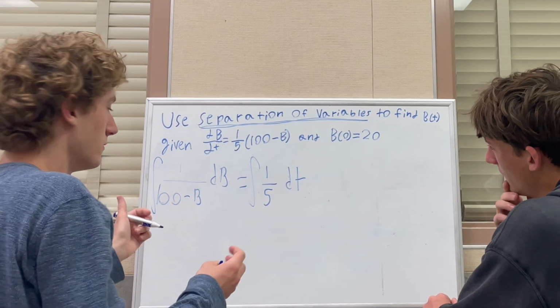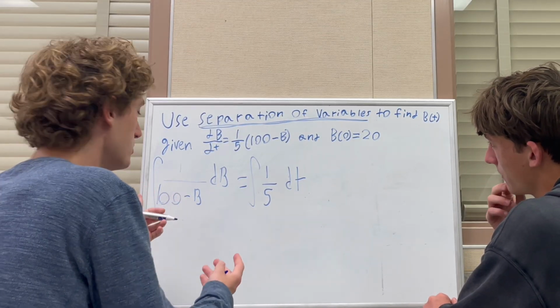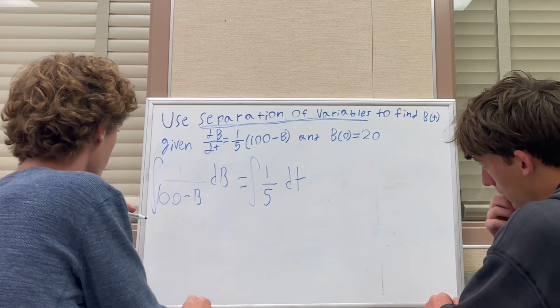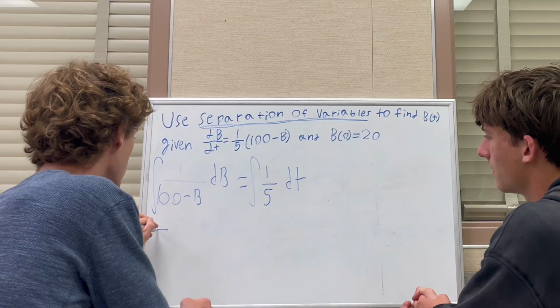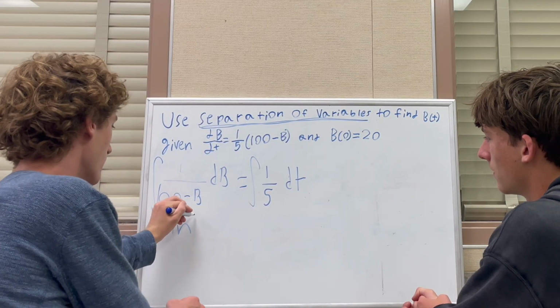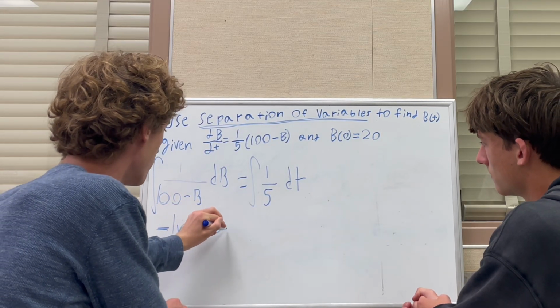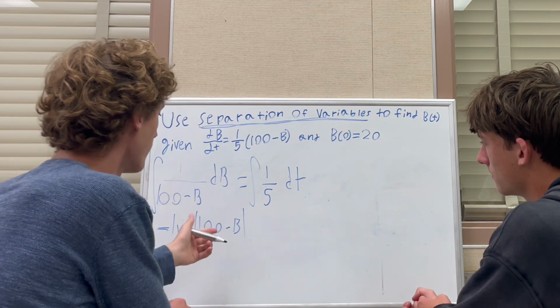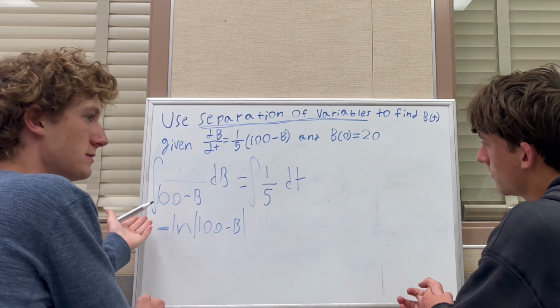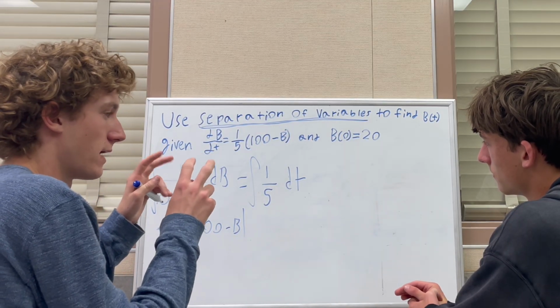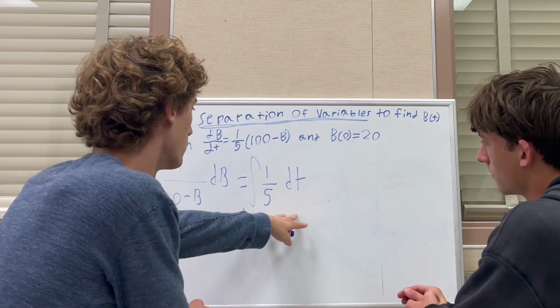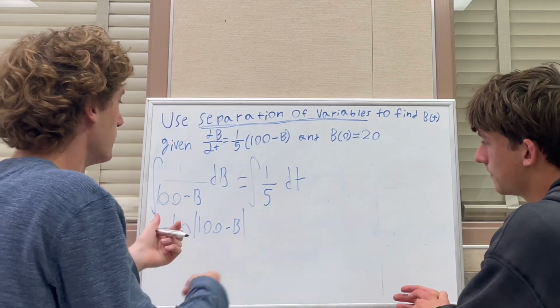So earlier I left out the negative sign when I was finding the second derivative. So I don't want to leave out the negative sign this time. So you're going to remember that it's negative natural log of the denominator, 100 minus b. And you don't have to include the plus c on the left-hand side, even though this is an indefinite integral, because on the right-hand side, where our x or t is, is where the plus c would be.